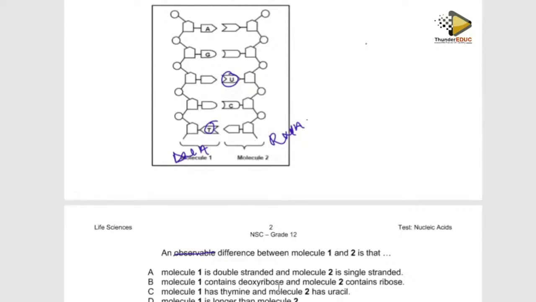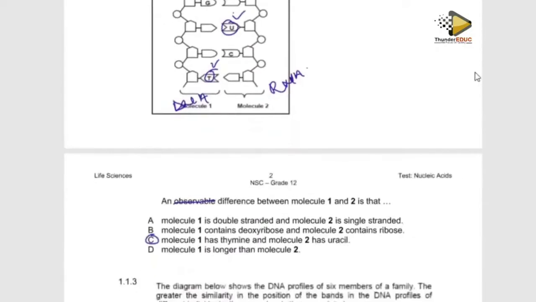Then they are saying molecule 1 contains deoxyribose sugar, and molecule 2 contains ribose sugar. But how do you identify it? You can't see it because they said observable. Then number 2, molecule 1 has thymine, while molecule 2 has uracil. Yes, you can see it with your eyes. This one is thymine, while this one is uracil. And then molecule 1 is longer, and the 2 molecules are equal. So the answer will become, we will take answer C as the most correct answer.